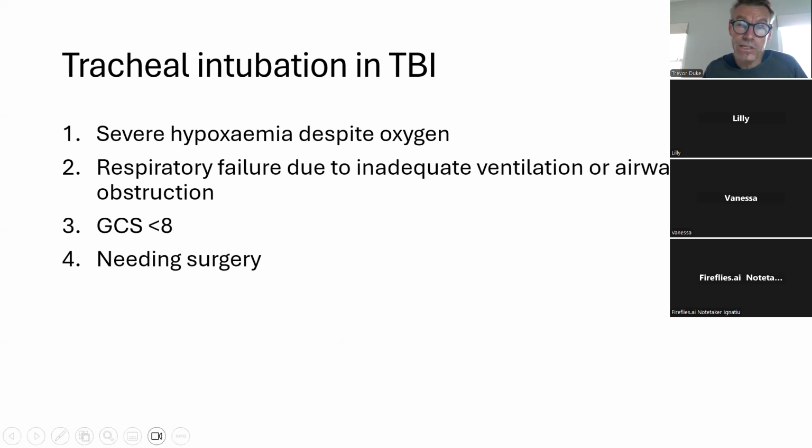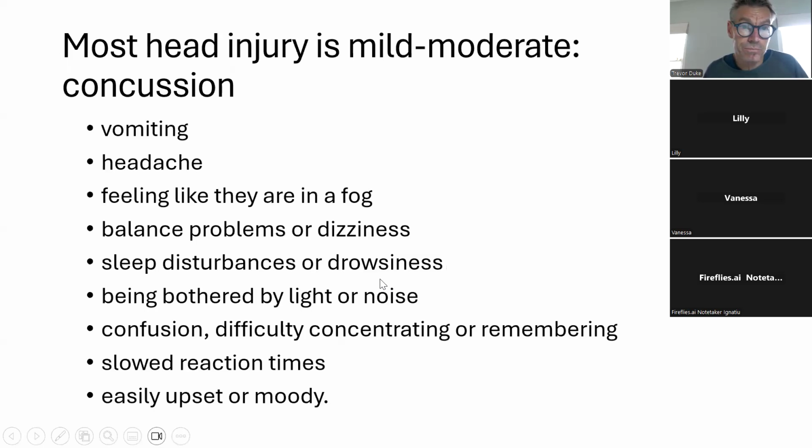Or if they've got airway obstruction, and often it's a combination of both, that they've got depressed respiration because of their comatose state and they've got some airway obstruction, those children need to be intubated and ventilated. If they've got a GCS, Glasgow Coma Score, of less than 8, then ideally they should be ventilated, because most likely they've got a serious intracranial injury, a serious primary brain injury. And if they're needing surgery, then of course they need to be intubated.